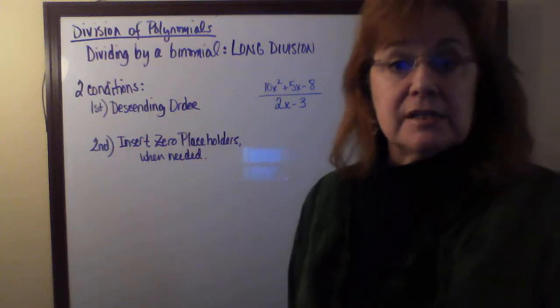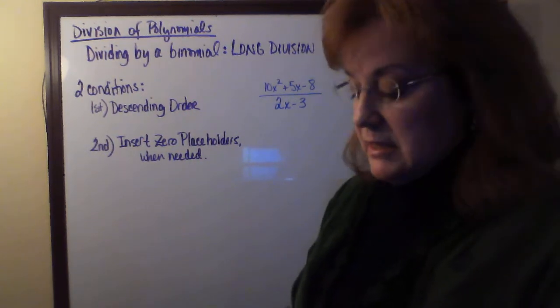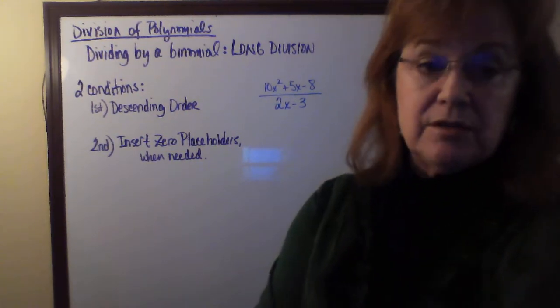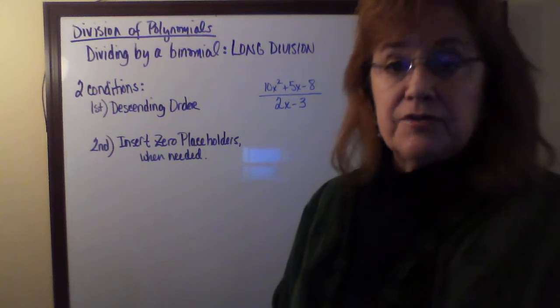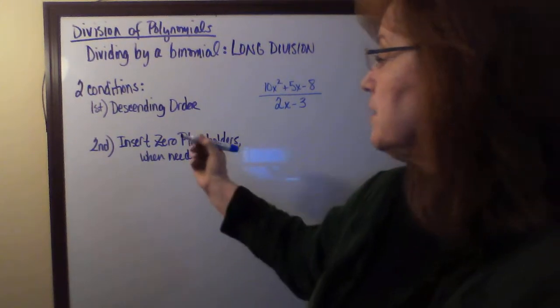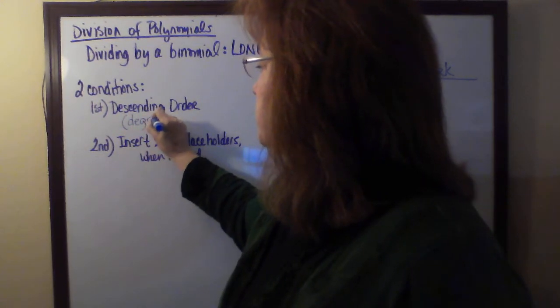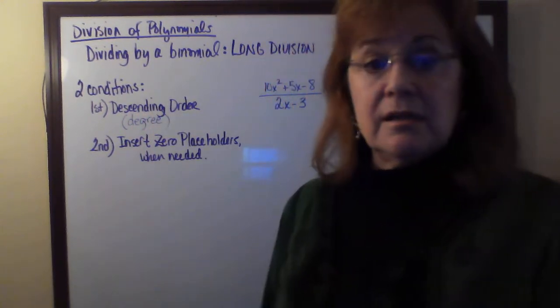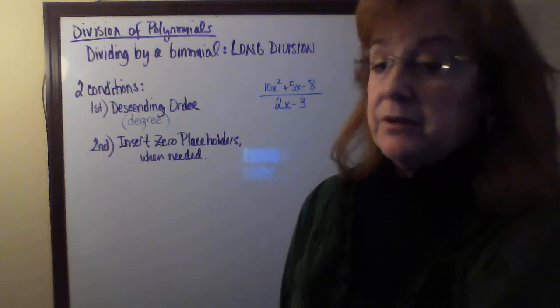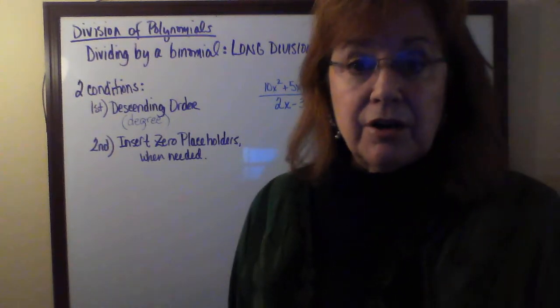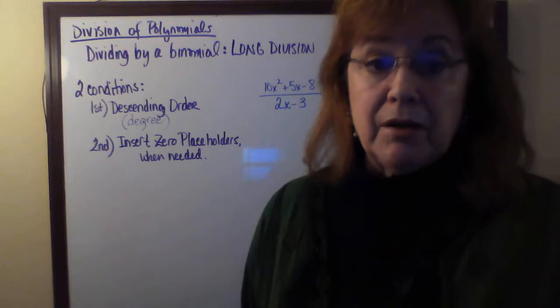So the first condition is descending order. And by the way, this is descending order according to the degree of terms. And you always start with the highest and go to the lowest. So this has to do with degree, if you remember from our first lessons on polynomials, that we talked about the degree of a term determining the degree of a polynomial.